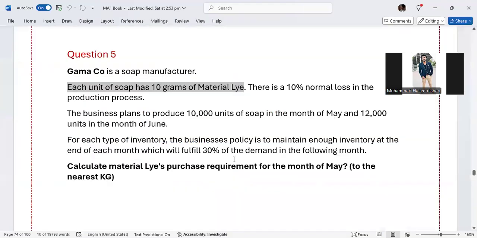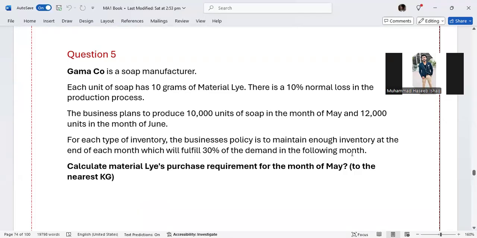So how much is the closing inventory requirement? This is written here. For each type of inventory, the business policy is to maintain enough inventory at the end of the month, which will fulfill 30% of the demand in the following month. So it is saying that at the end of the month, there must be enough inventory from which we could fulfill 30% of the demand in the following month.